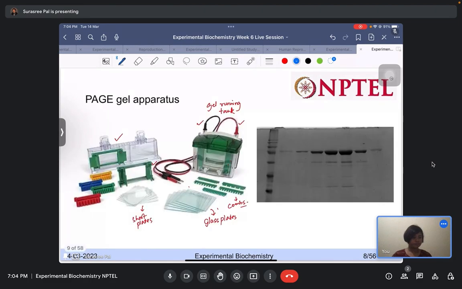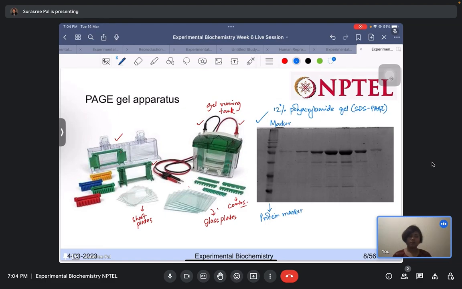Now this is how a gel looks after it has been run. This is a 12% polyacrylamide gel. It is SDS PAGE, so it is run in denaturing condition. In this particular lane, you can see a marker, a protein marker or protein ladder.